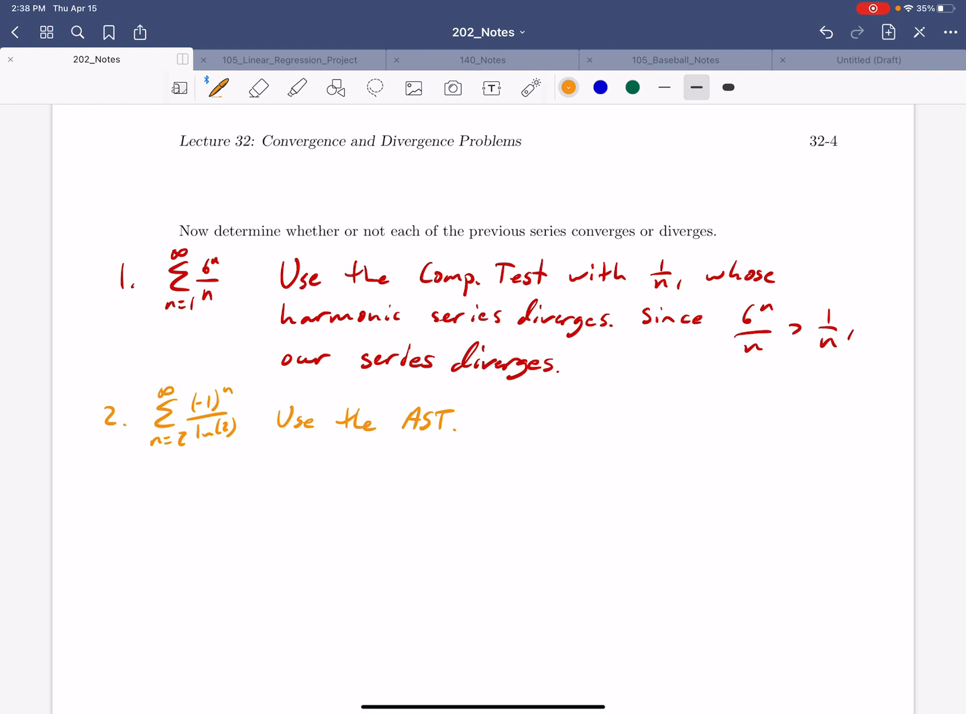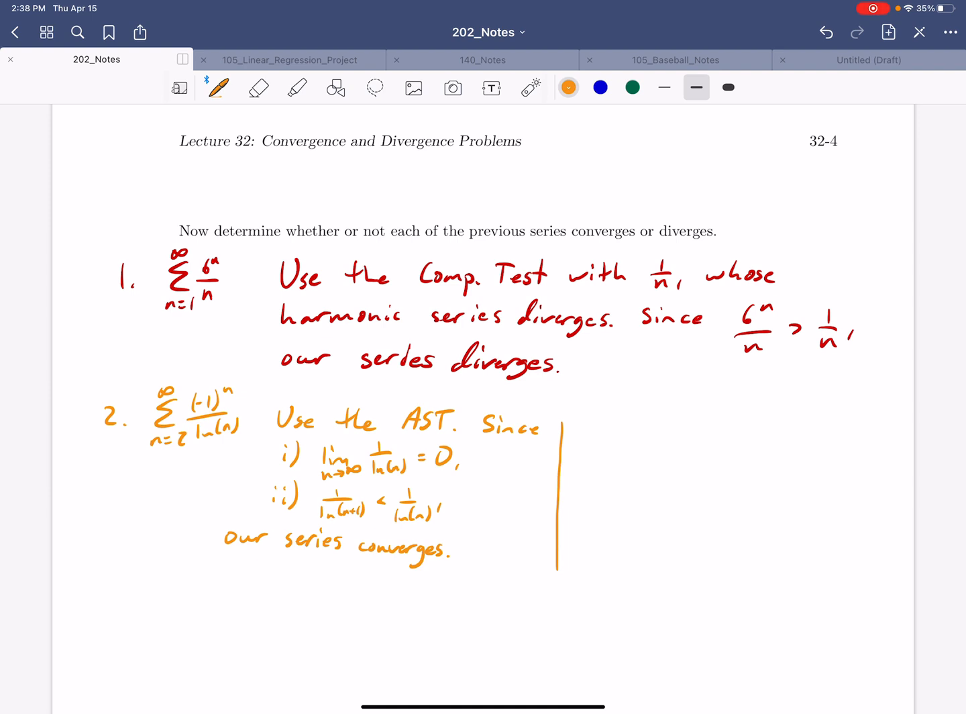So I'll just say, since 1, the limit as n approaches infinity of 1 over ln of n equals 0, and 2, 1 over ln of n plus 1 is clearly less than 1 over ln of n, our series converges, right? Remember, AST is only a convergence test. It is not a divergence test.